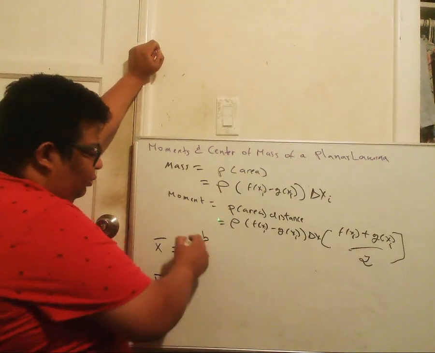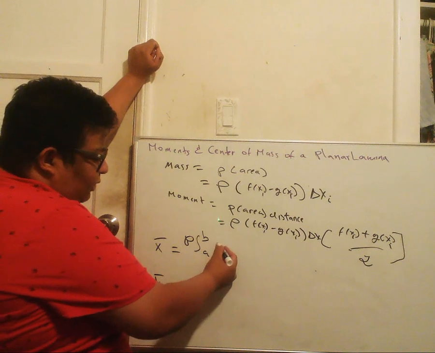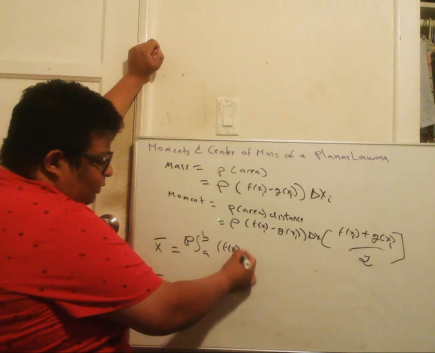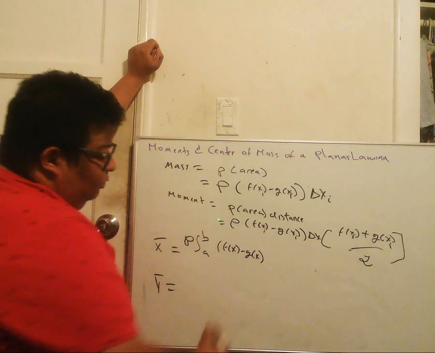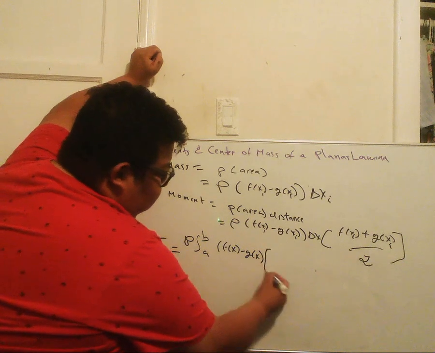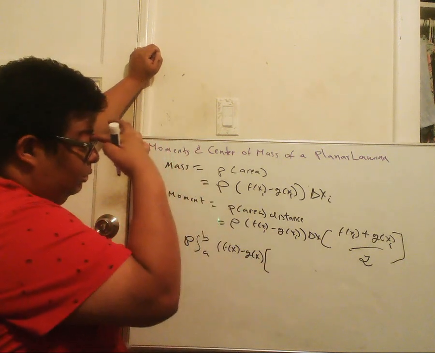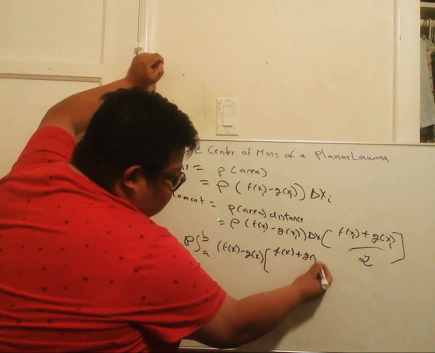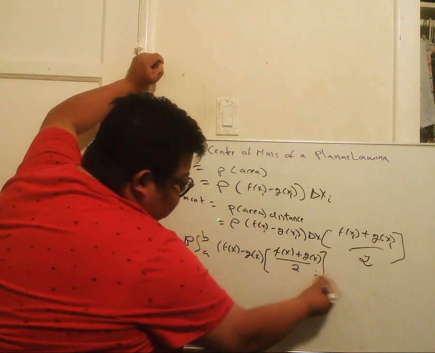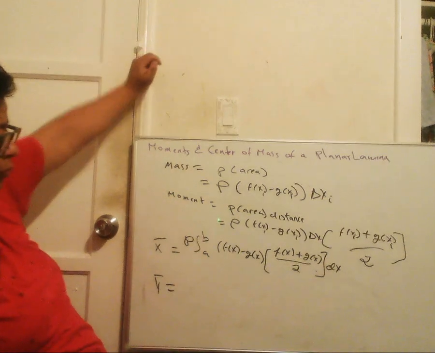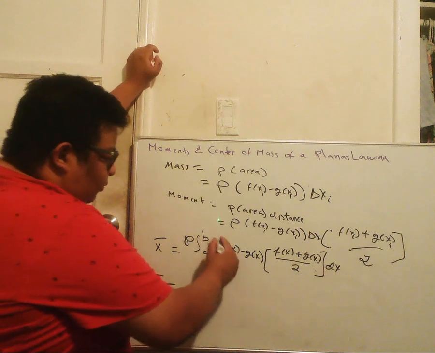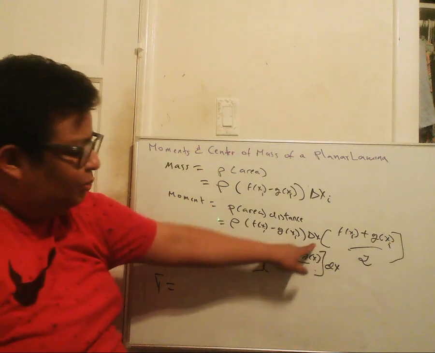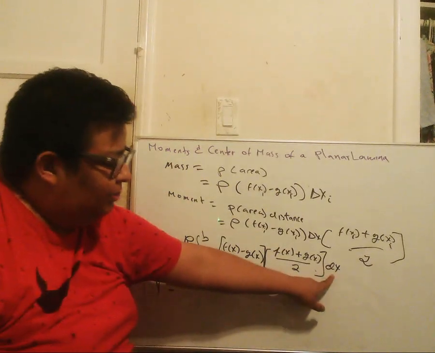Then we can pull out the rho, and then we have the integral of f of x minus g of x times f of x plus g of x over 2 dx. Remember, delta x, when you transform it into a limit, is going to become the dx.